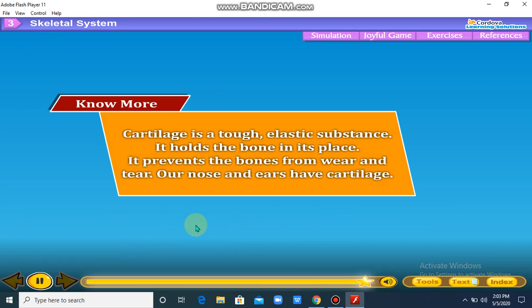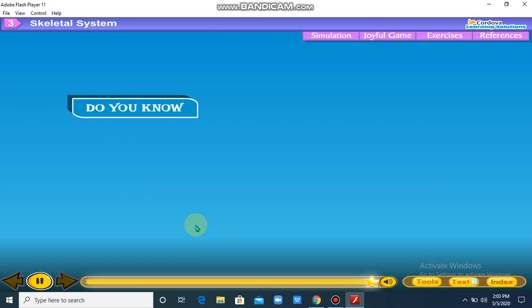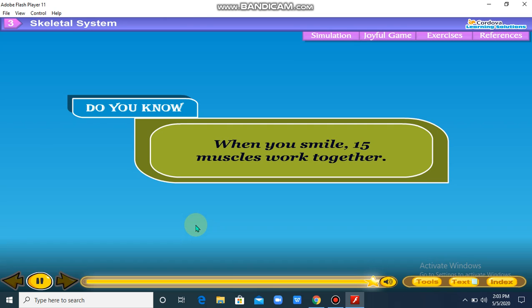Cartilage is a tough elastic substance. It holds the bone in its place. It prevents the bones from wear and tear. Our nose and ears have cartilage. Do you know, when you smile, 15 muscles work together.